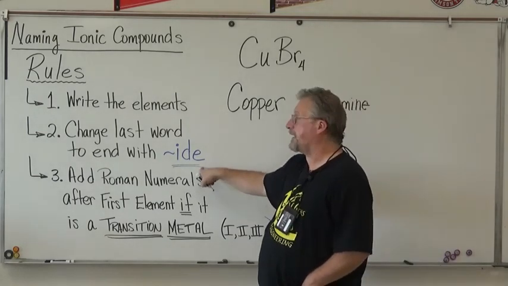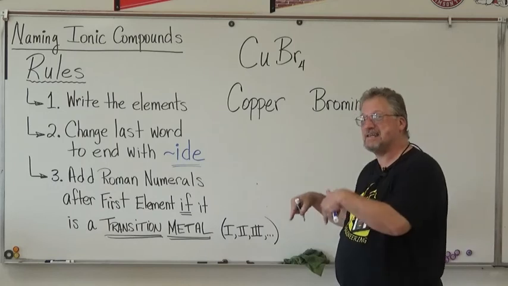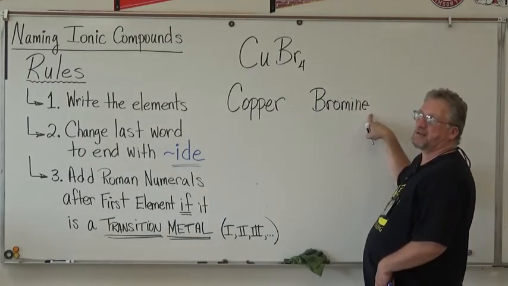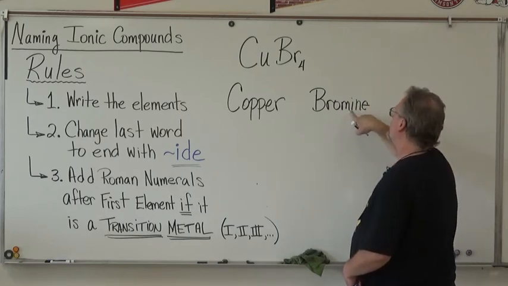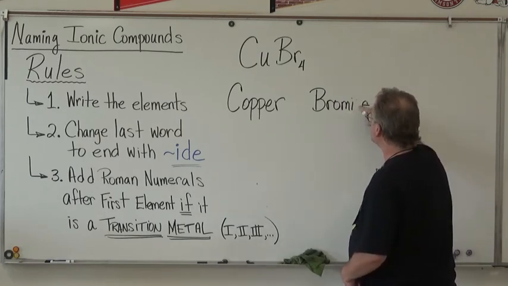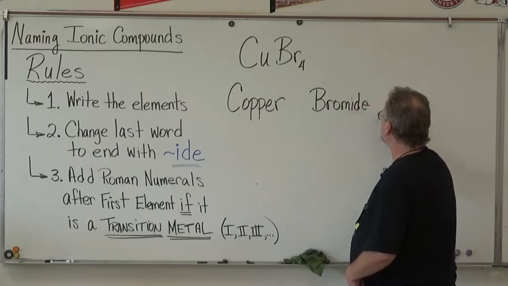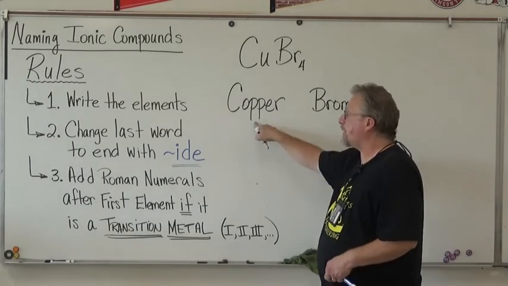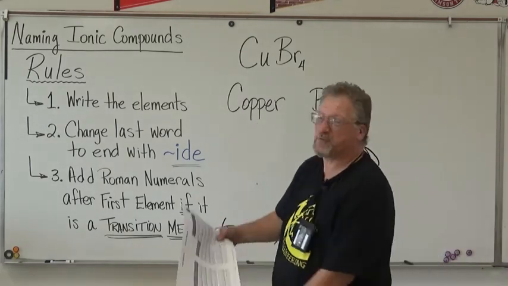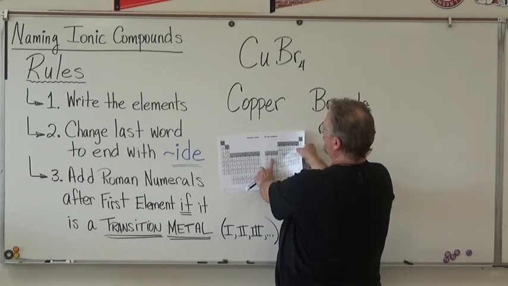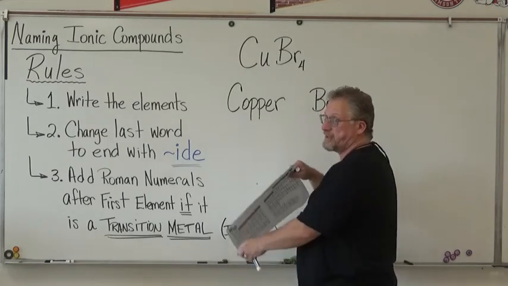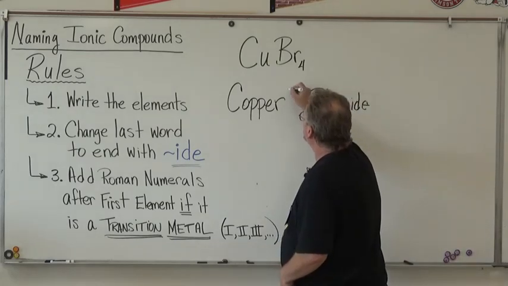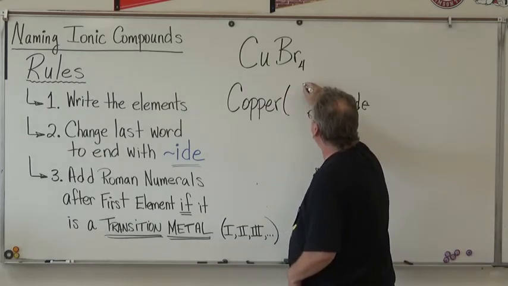Step number 2, got to change the second word to an IDE on the end. Okay, so IDE. So instead of INE, that's kind of like that first one we did, it's going to turn to IDE, right? Becomes, instead of bromine, bromide. That was not too hard. And copper, is that a transition metal? Absolutely. Okay, it's right there, right in the middle of that big bridge area, so that is a transition metal. And so we're going to put our Roman numerals in there, right there like that.